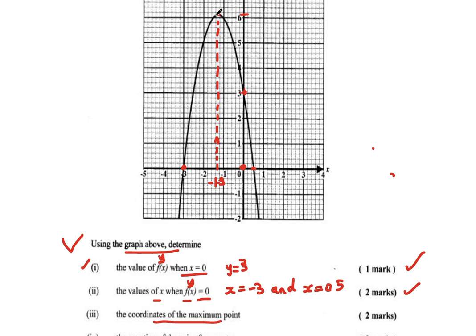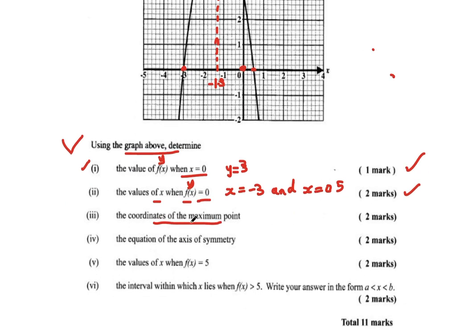So that corresponds to this maximum point right here on the parabola. The coordinates of the maximum point would therefore be negative 1.3, which is the x value for that maximum point, and also 6.1, which is the y value for that maximum point. So this is x and this is y. Those will be the most precise answers. That takes care of the 2 marks for number 3.